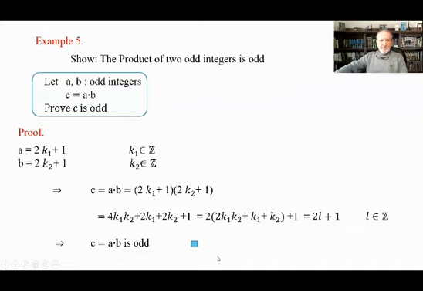So again, I call all of this L. And that's 2L plus 1, and obviously that is an odd number.